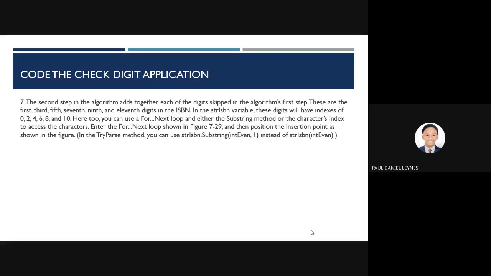The second step in the algorithm adds together each of the digits skipped in the algorithm's first step. These are the first, third, fifth, 7th, 9th, and 11th digits in the ISBN. In the strISBN variable, these digits will have indexes of 0, 2, 4, 6, 8, and 10. Here too, you can use a For Next loop and either the Substring method or the Chars index to access the characters. Enter the For Next loop and then position the insertion point as shown. In the TryParse method, you can use strISBN.Substring(intEven, 1) instead of strISBN(intEven).